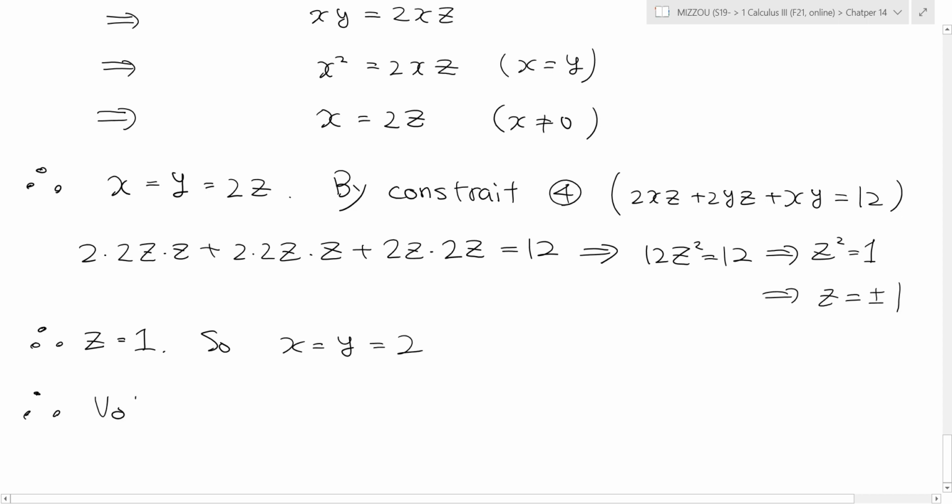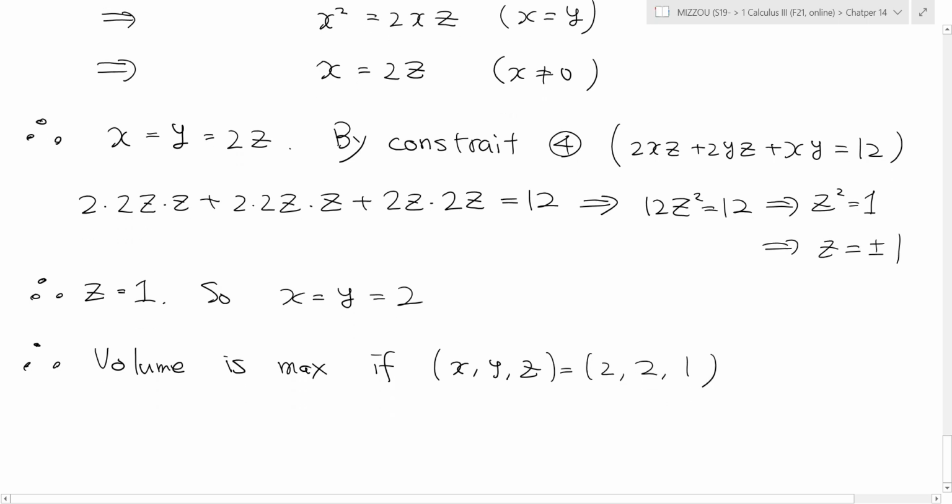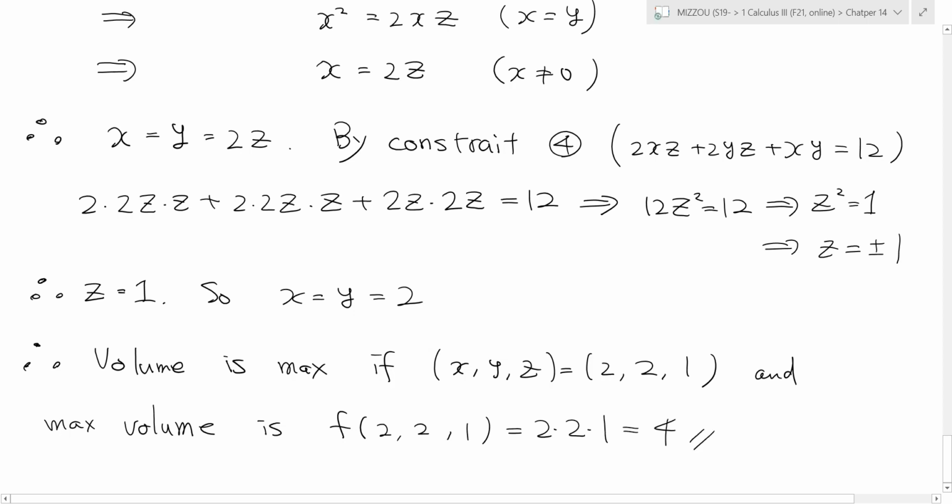The volume is maximized if x is equal to 2, and xyz is equal to (2, 2, 1). Okay, and then the maximum volume is f of (2, 2, 1). But what's f? f is xyz. That means 2 times 2 times 1, that's 4. All right, so that's the answer.